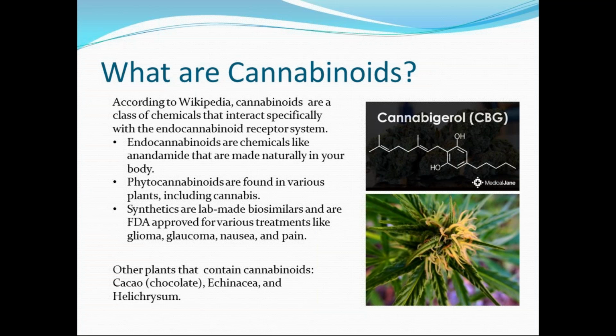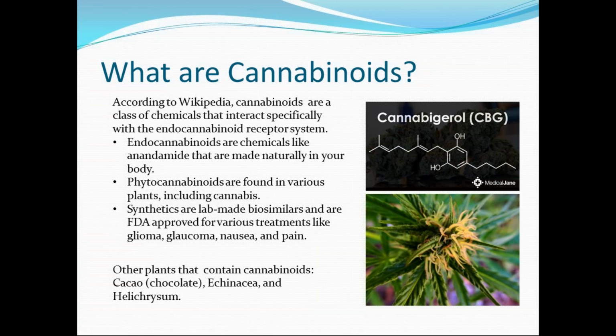Phytocannabinoids are found in plants, basically, including cannabis, so we will be referring to phytocannabinoids quite a bit. And synthetic cannabinoids are lab-made biosimilars, and they actually are already FDA approved to treat a lot of different things like glaucoma, nausea, and pain. But the most interesting is Insys Labs was awarded orphan drug status in 2014 for their CBD analog that is used to treat glioblastoma multiforme. Not just treat the symptoms of it, but to actually treat the glioma as it is.